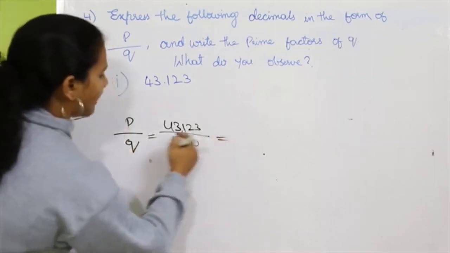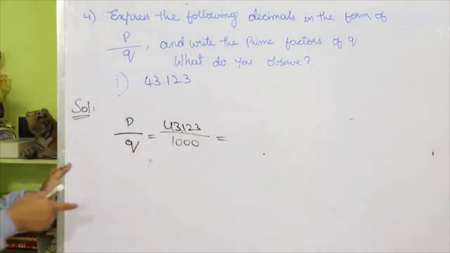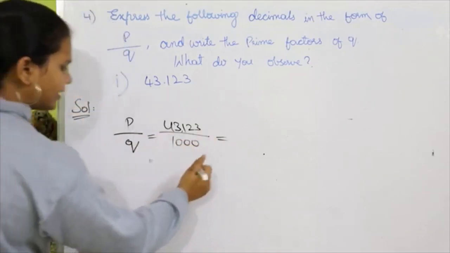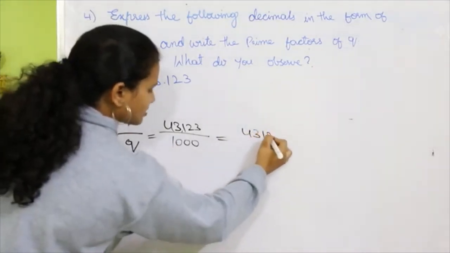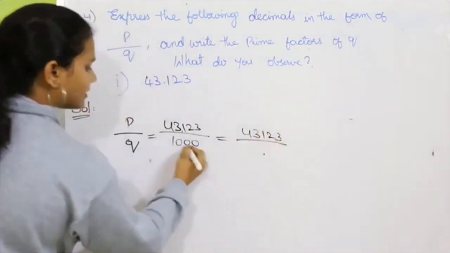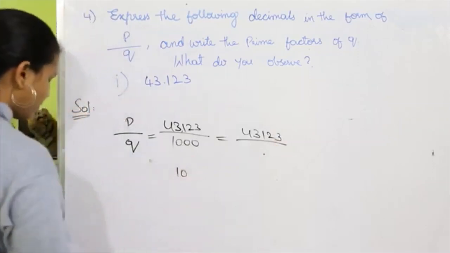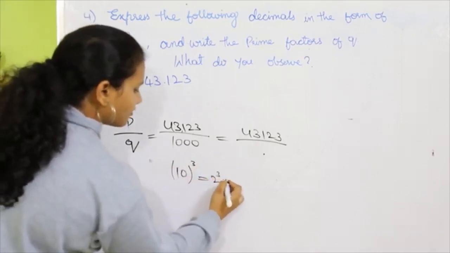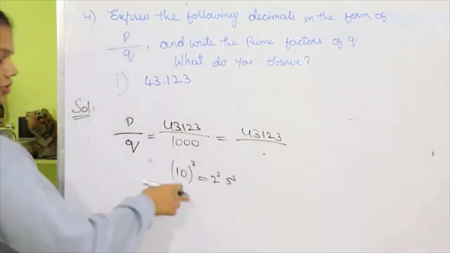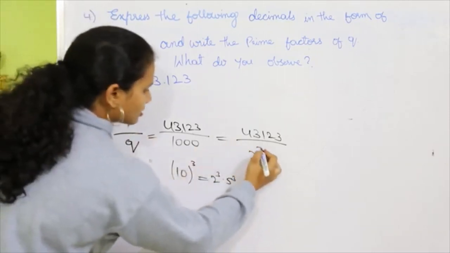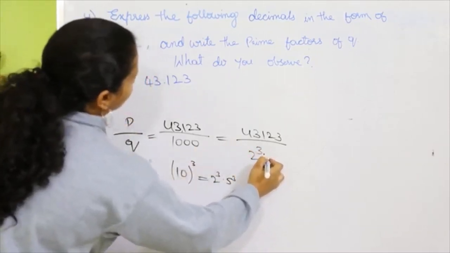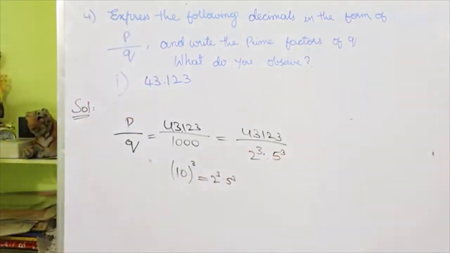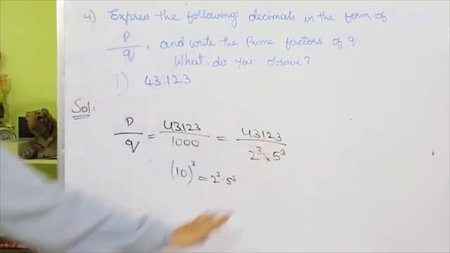So what would happen over here? We have converted this in the p by q form, so now factorize the denominator. 43,123 by 1000. 1000 can be written as 10 cube, right? 10 cube means 2 cube into 5 cube, since 2 into 5 is 10. So I can write 2 cube into 5 cube, or 5 cube into 2 cube. Are you getting it? 2 cube into 5 cube. This is what you would be writing.